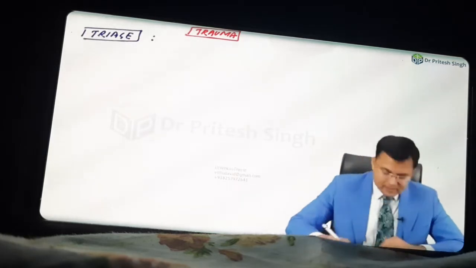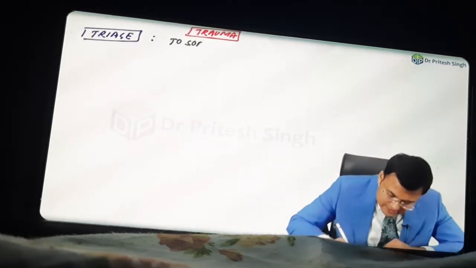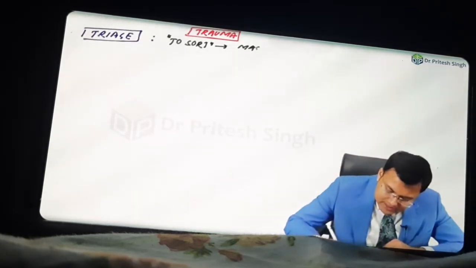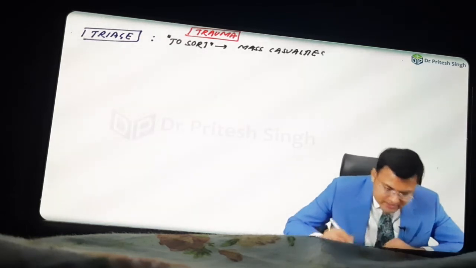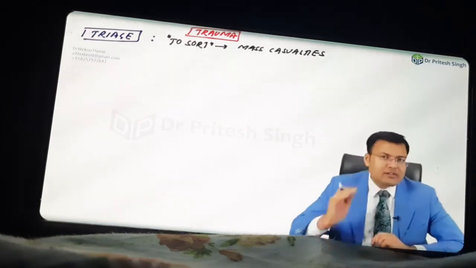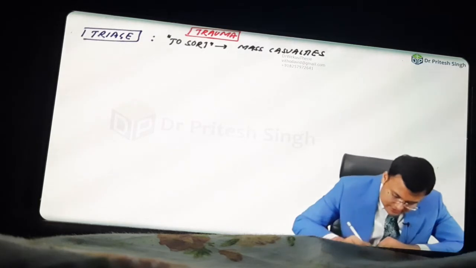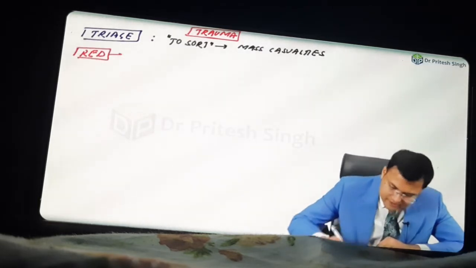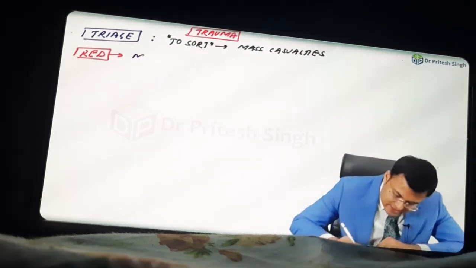Triage. So what is the meaning of triage? Triage means to sort, and especially it is used in mass casualties. Generally, it is prioritizing victims on the basis of color coding. So there are color codes. What are those color codes? First, red. What is the meaning of this red? Red means most critically injured patient.